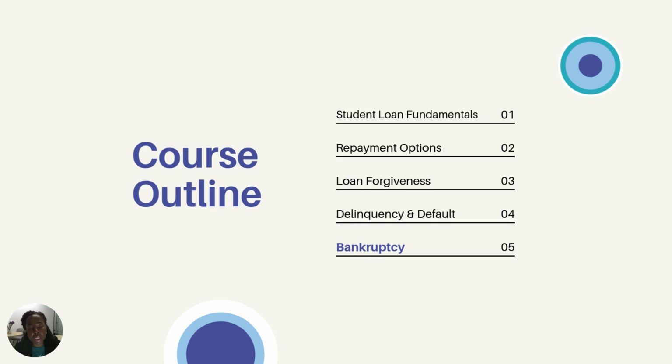So for those of you who are just discovering this course, I just want to give you a course overview of what we've covered so far. And you can go back to the previous lessons if any of these topics resonate with you and you need to learn more about them. In lesson 1, we covered the fundamentals of student loans. In lesson 2, we went over repayment options and the best strategy that makes sense for your situation. In week 3, we discussed loan forgiveness. And last week, we discussed delinquency and default. And tonight, I'll be discussing how to discharge student loan debt in bankruptcy.